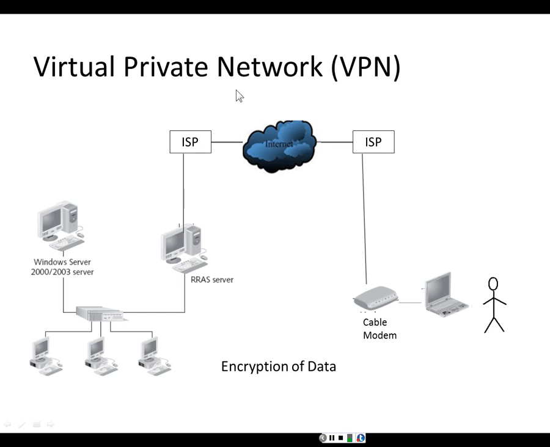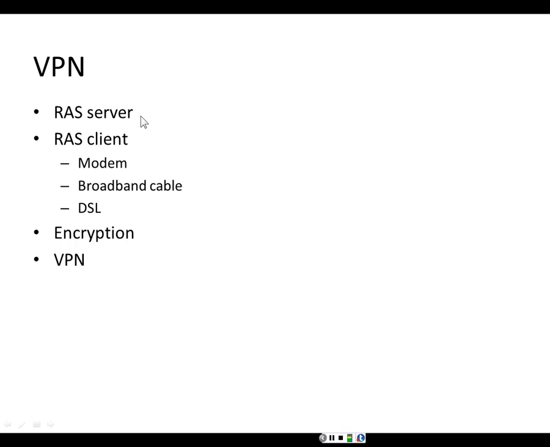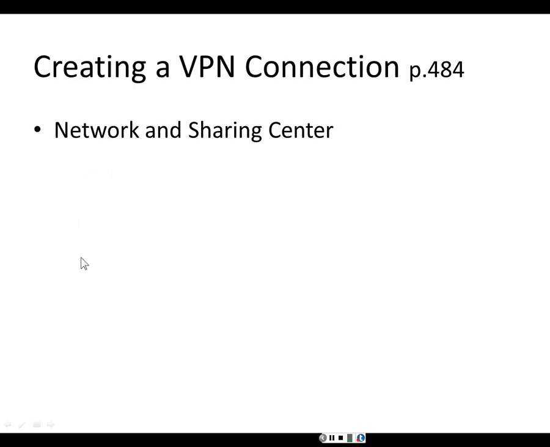That's called a VPN. VPN is where we have a RAS server and a RAS client. And the RAS client could connect using an old-fashioned modem, but most people these days use broadband, cable, and DSL. If we encrypt the data as it goes over the wire, then that connection is called a virtual private network.